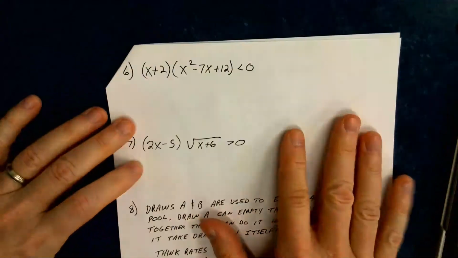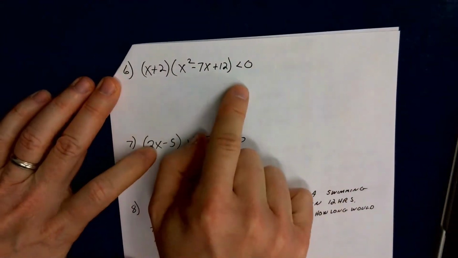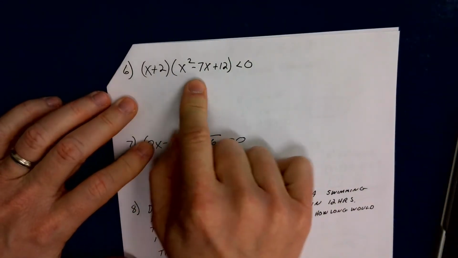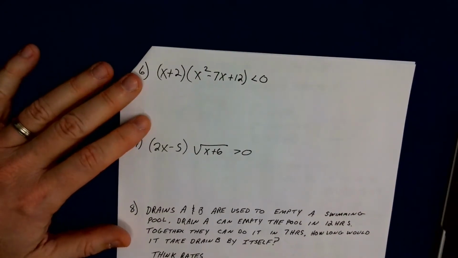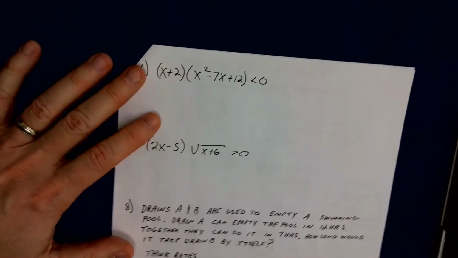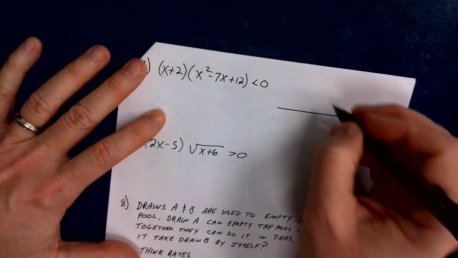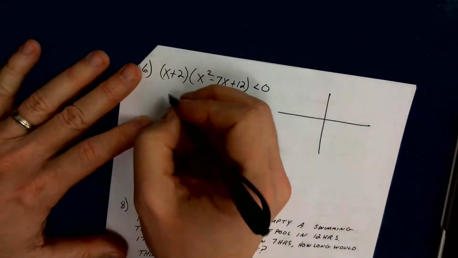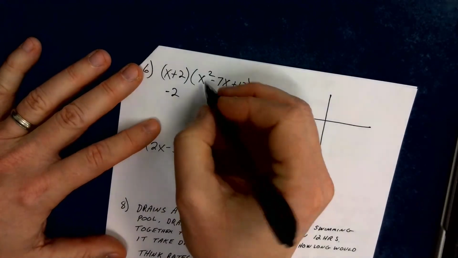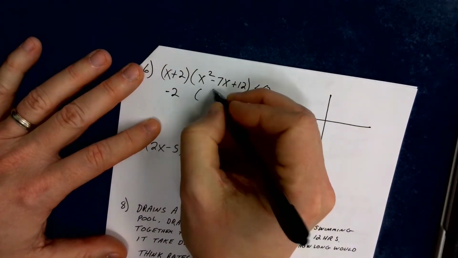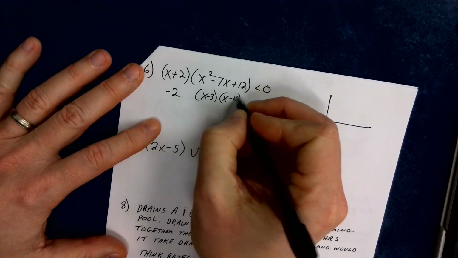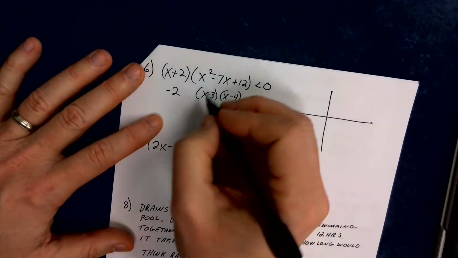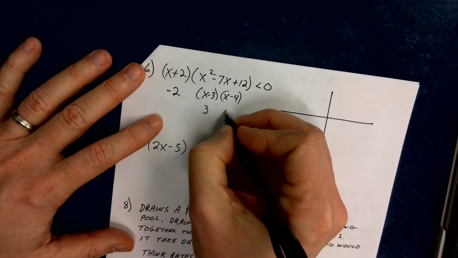So let's try one of these ones. Similar thing again. I want to know when x plus 2 times x squared minus 7x plus 12 is less than 0. When is it below the x-axis? So what am I going to do? I'm going to find out where it actually touches. So I know it touches at -2. And I know that this factors into x minus 3 and x minus 4. Right? So it touches at -2, it touches at 3, and it touches at 4.